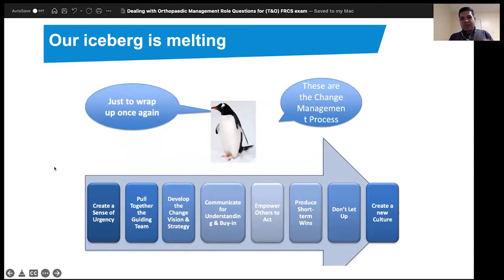So there are steps for a change. The first step is that we have to create a sense of urgency. For example, like the melting iceberg story. The penguin starts to say we are in danger, and no one listens to him. But once he creates a sense of urgency and says all of us will die because of the melting of the iceberg, everyone listens to him. So the first step to change anything, to develop any unit, is to create a sense of urgency.